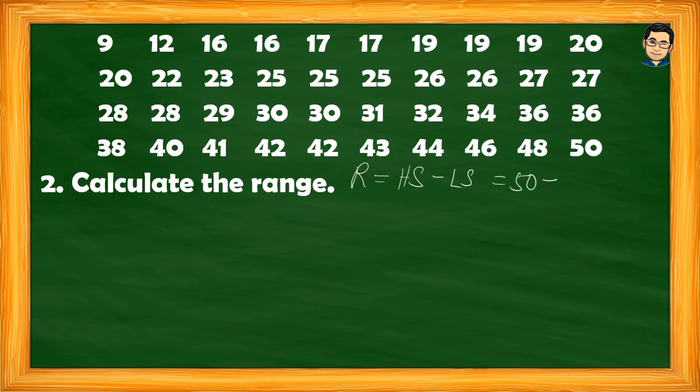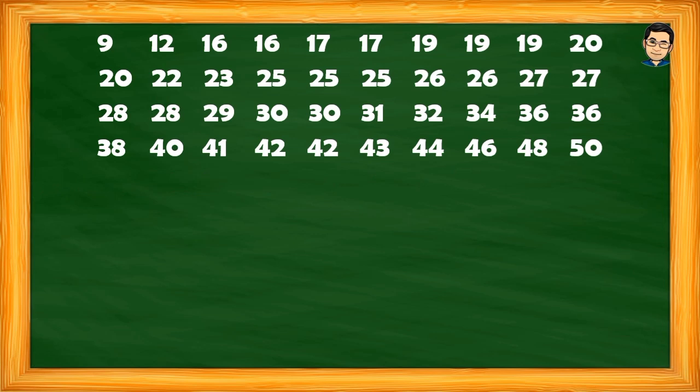And then, yung lowest score natin is 9. So, 50 minus 9, we have 41. So, ganyan po kalayo yung highest score natin tsaka lowest score. So, next po natin is yung class size.